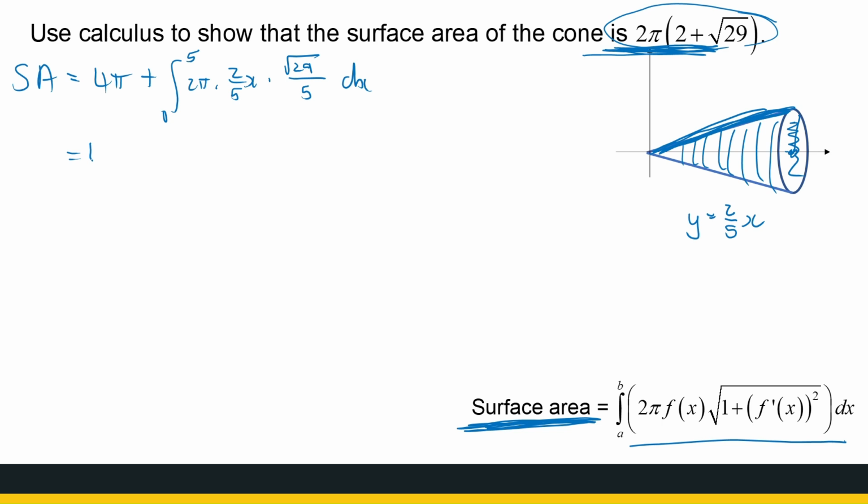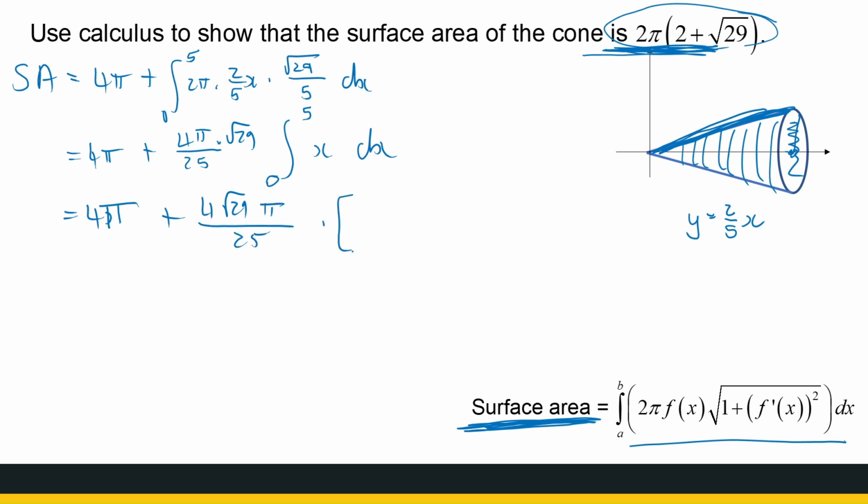So what have we got? I've got 4 pi plus, let's take the constants to the front, that's 4 pi over 25, and there's a root 29. Let me not forget about that one. The integral from 0 to 5, and I'm just left with the lonely x. But we like that because it's nice and easy to integrate. So I've got 4 pi plus 4 root 29 pi over 25 times the antiderivative of x, which is a half x squared, between 5 and 0. 4 pi plus 4 root 29 pi over 25 times 25 over 2 minus 0, so it's 25 over 2.